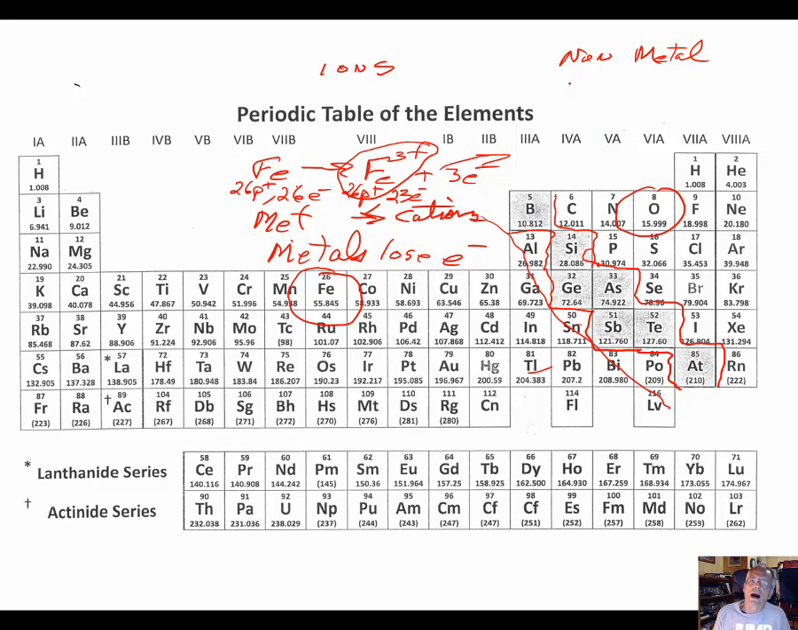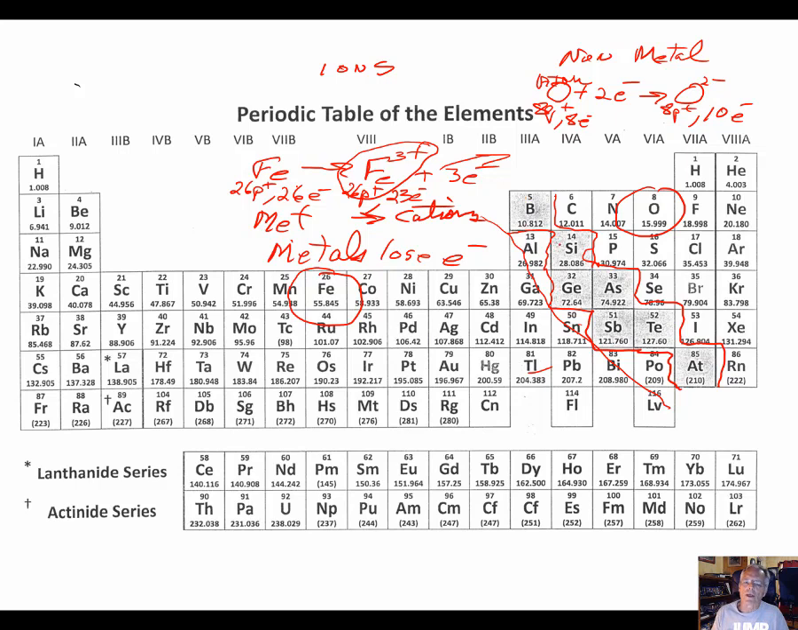Okay, so let's take oxygen. Oxygen typically would like to collect 2 extra electrons to become an oxide anion. Now, oxygen still has 8 protons here because it's oxygen. But now, instead of having 8 electrons as an atom of oxygen, it has 2 extra electrons, so it has 10 electrons as an oxide anion.